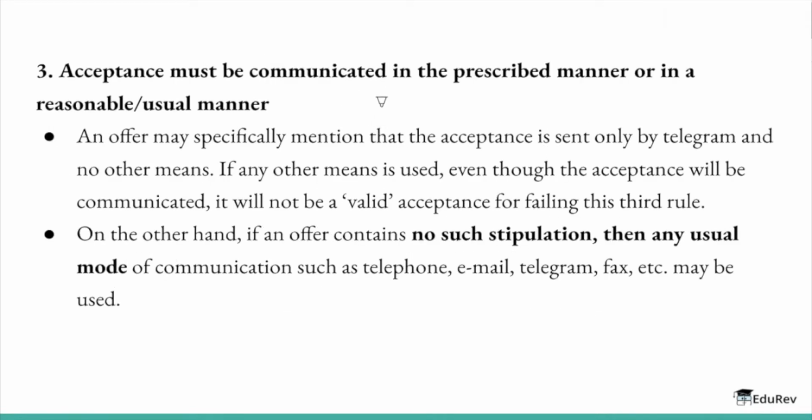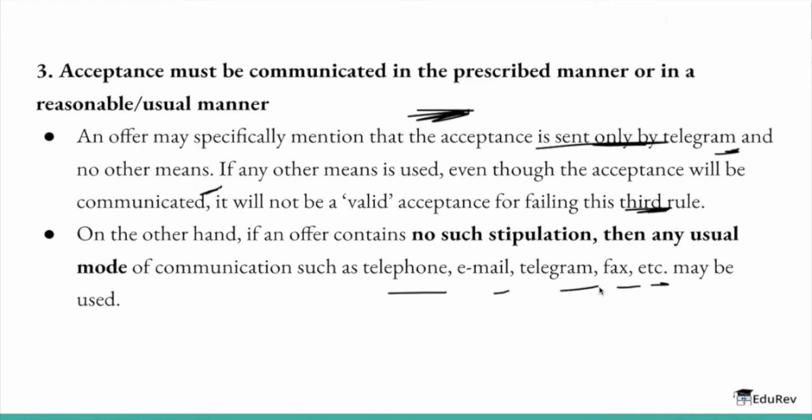Next comes that the acceptance must be communicated in the prescribed manner or in a reasonable, usual manner. An offer may specifically mention that the acceptance is sent only by telegram and no other means. If any other means is used, even though the acceptance will be communicated, it will not be a valid acceptance for failing the third rule. On the other hand, if an offer contains no such stipulation, then any usual mode of communication such as telephone, email, telegram, fax, etc.